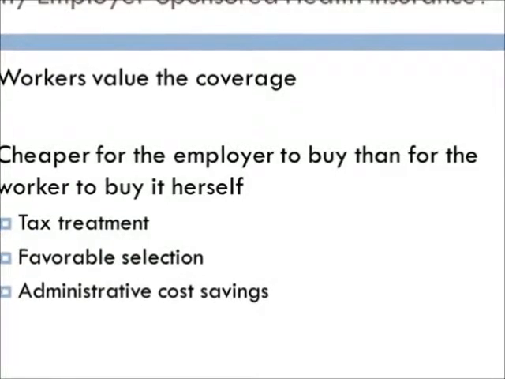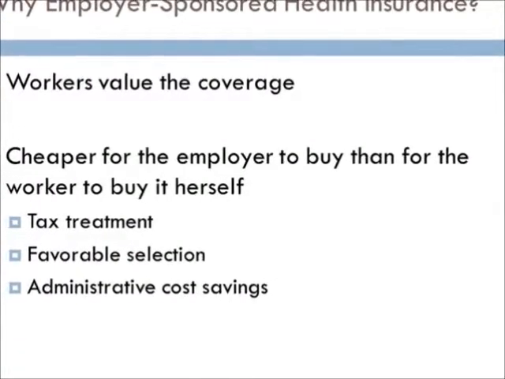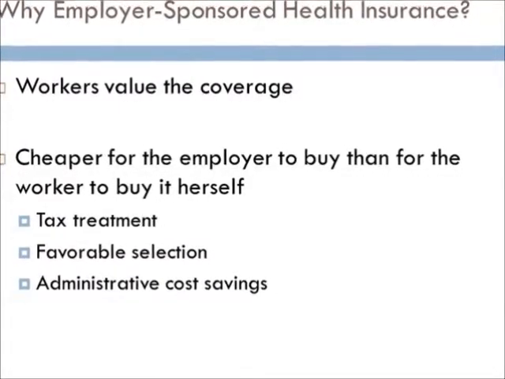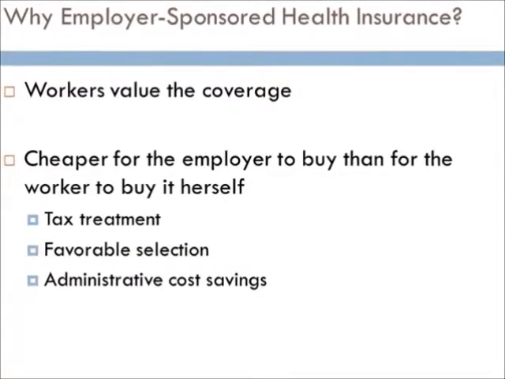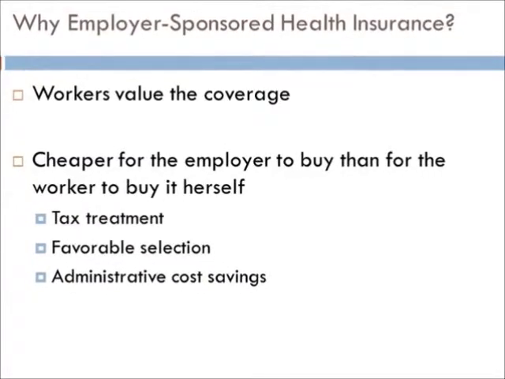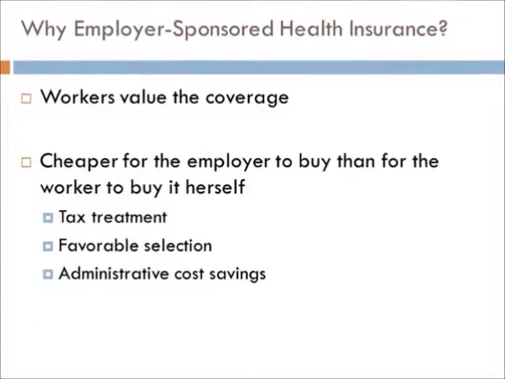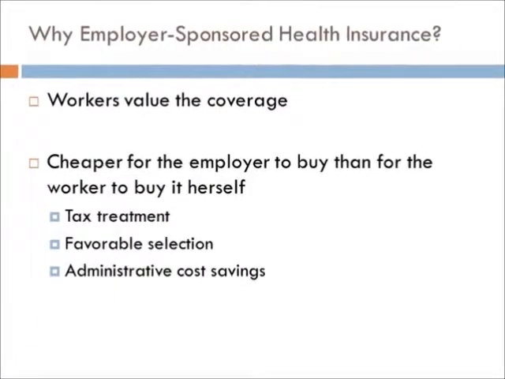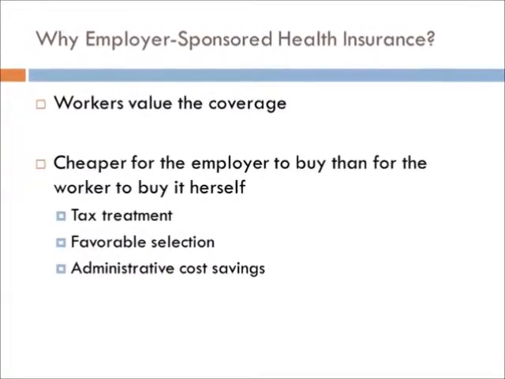So why do companies offer health insurance to their employees? Well, first, the workers value the coverage, and secondly, the employer can purchase the insurance a lot cheaper. So there are tax benefits, and there's favorable selection involved, because from an insurance standpoint, an employed person is less apt to have claims than someone who is unemployed. And why is there a reduction in cost? There are administrative cost savings compared to buying an individual health care plan.